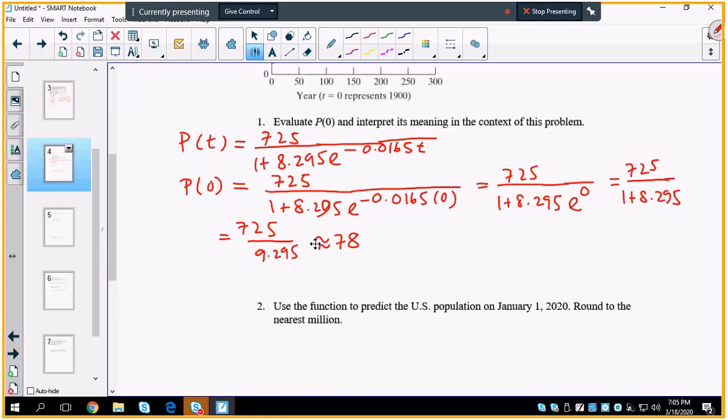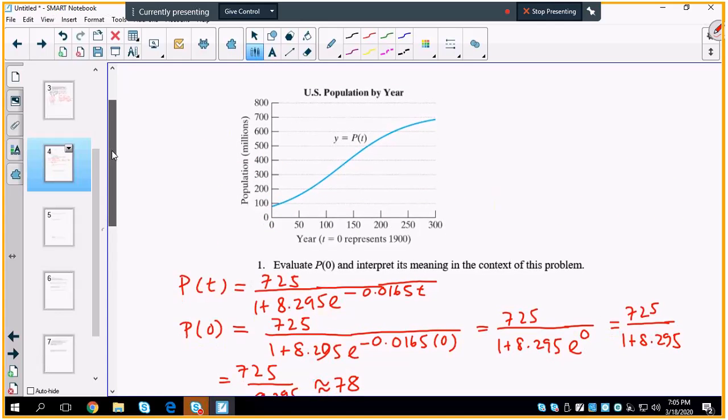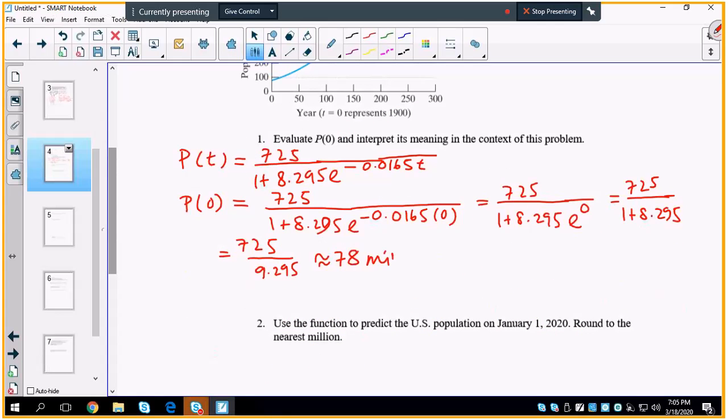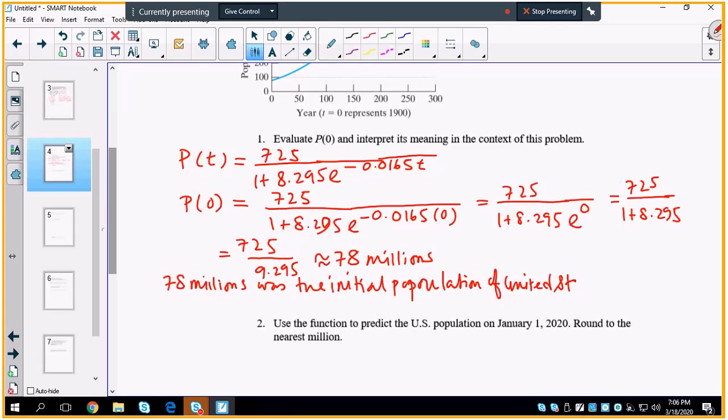If I go back and look at the unit, it is in millions. So what I will say is that this is the initial population of the United States in 1900. t equals 0 represents 1900. So P(0), 78 million, is the initial population of the United States in 1900.